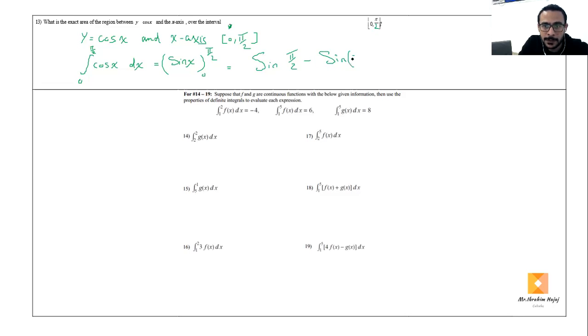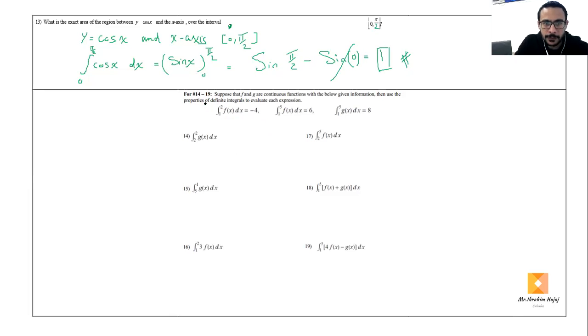I substitute with zero because sine 0 has a value, which is 0. But sometimes it's cosine 0, which is 1, so it matters in the evaluation. Sine pi over 2 is 1. So your answer is 1.